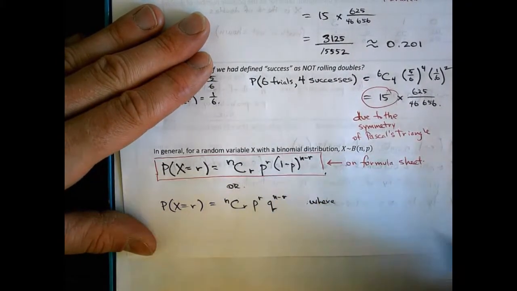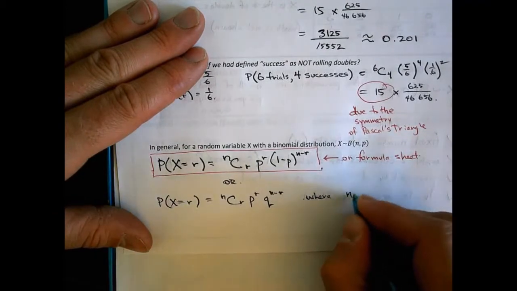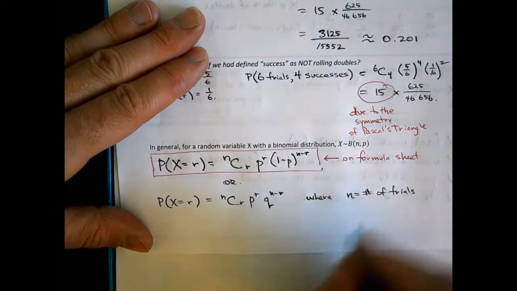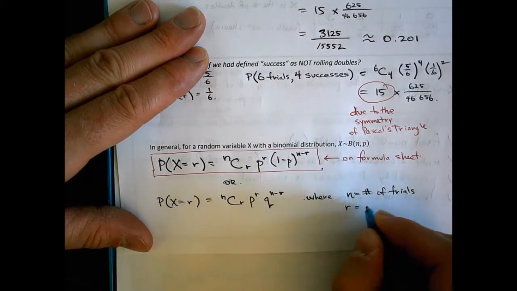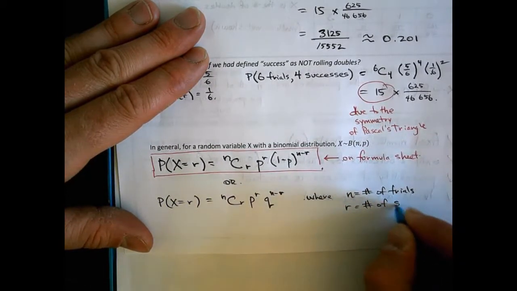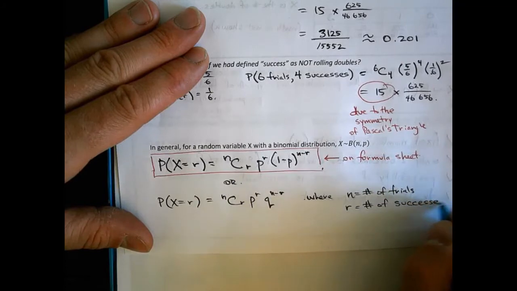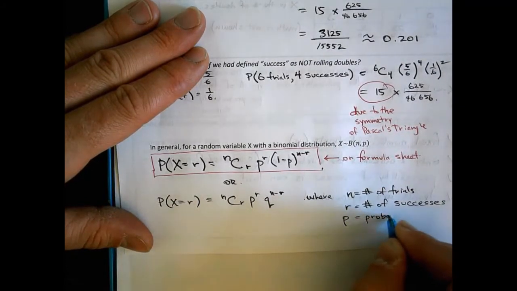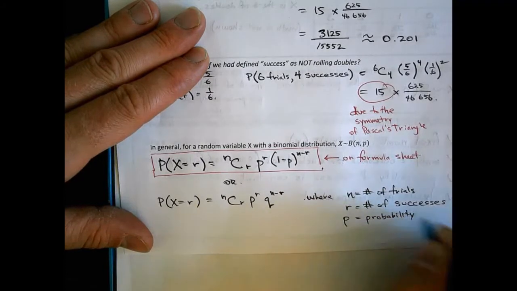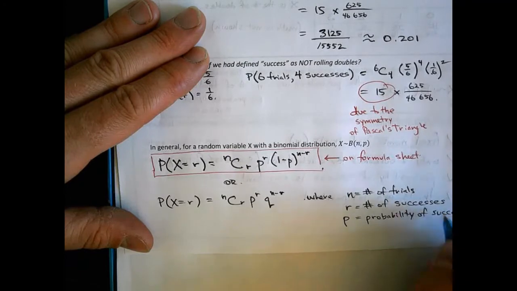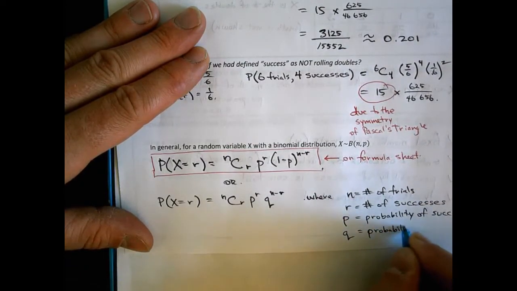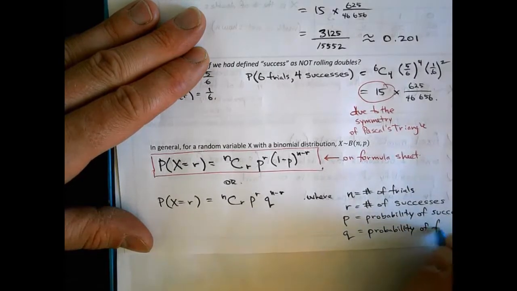Where, let's just define all these things. n is equal to the number of trials. r is the number of successes. p is the probability of success. And q is the probability of failure.